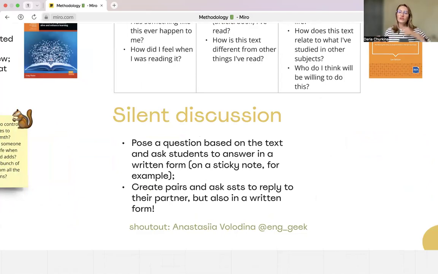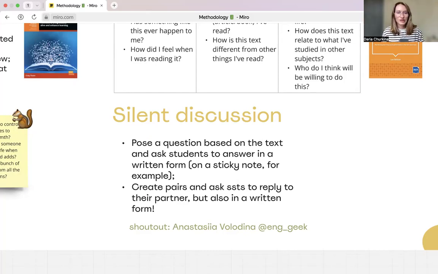And then you create pairs and you ask students to reply to their partner, but also in written form. So this is the way you practice writing, and you also let your students share their opinions, but in a bit of an unusual form, not just speaking, but discussing the very same things in written form. Why not?